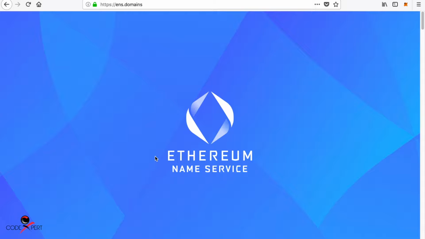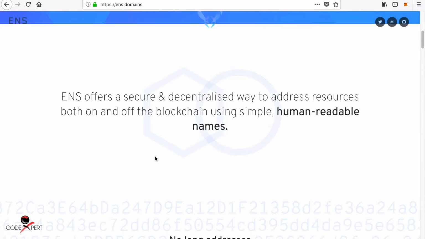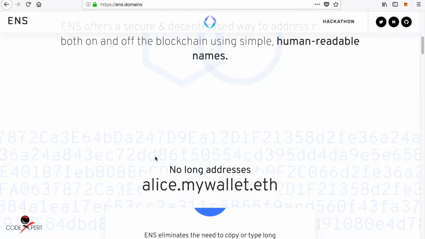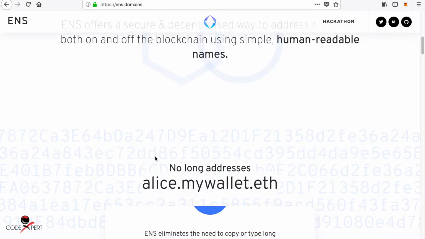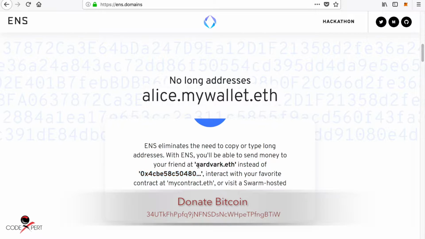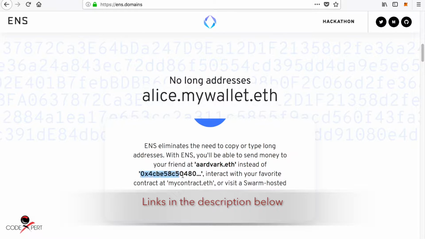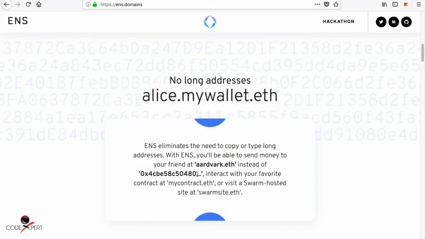So what is Ethereum Name Service? Ethereum Name Service is a service which can convert an Ethereum address and Ethereum website into human readable form. For example, if you have an address like this, it can convert to something like this, where this is your choice, and you can use this address instead of this weird big address.